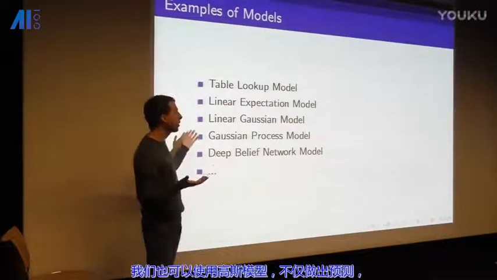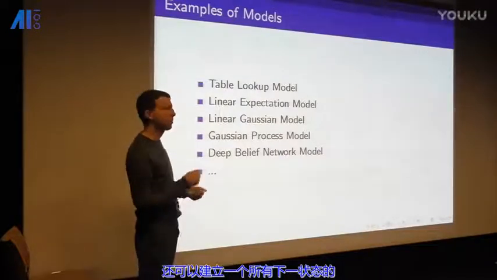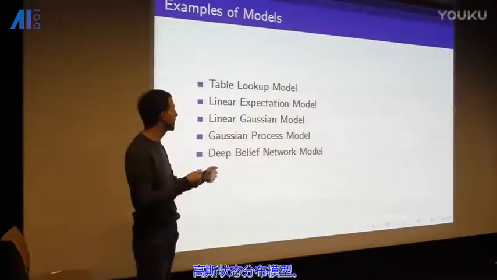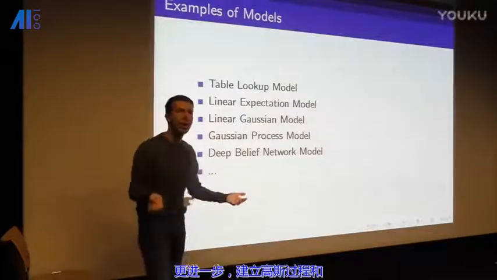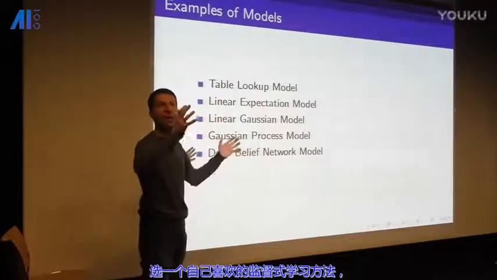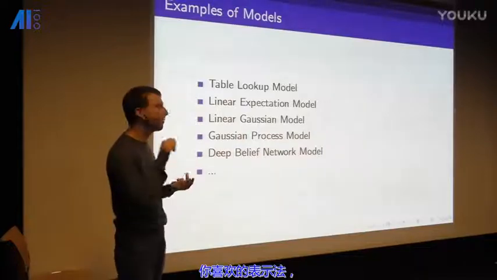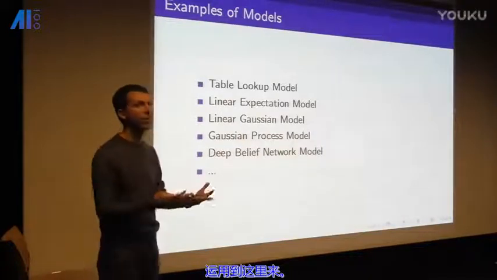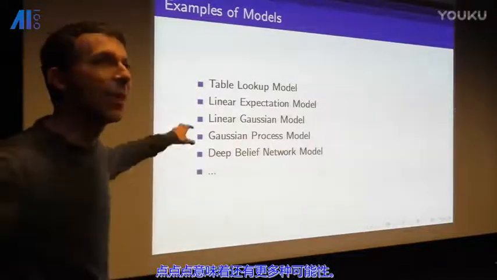We could have a Gaussian model, where rather than just making an expectation model, we model the whole distribution of next states using, say, a Gaussian. You can take that further and have a Gaussian process, a non-parametric model. You can have a deep belief network. Pick your favorite supervised learning method and your favorite representation, and you will be able to apply it here. That means a lot of possible things.